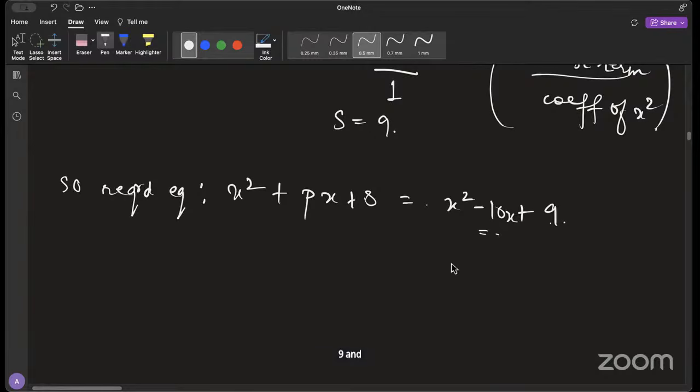So the numbers can be minus 9 and minus 1. Now we split this middle term into two terms: minus 9x and minus x, which together make minus 10x. The answer is 1 and 9, option B.